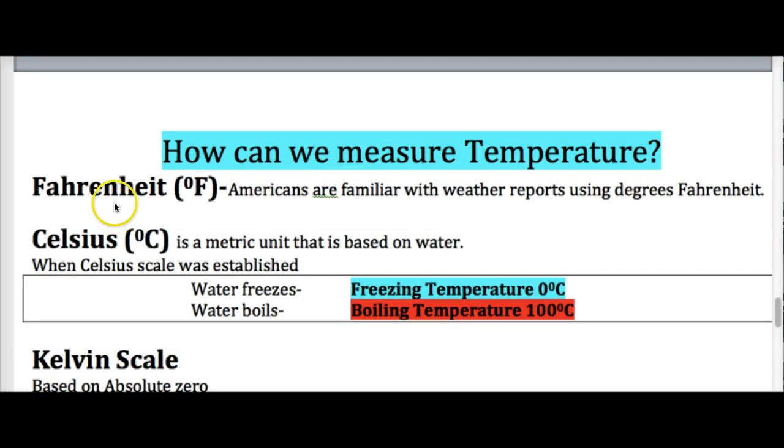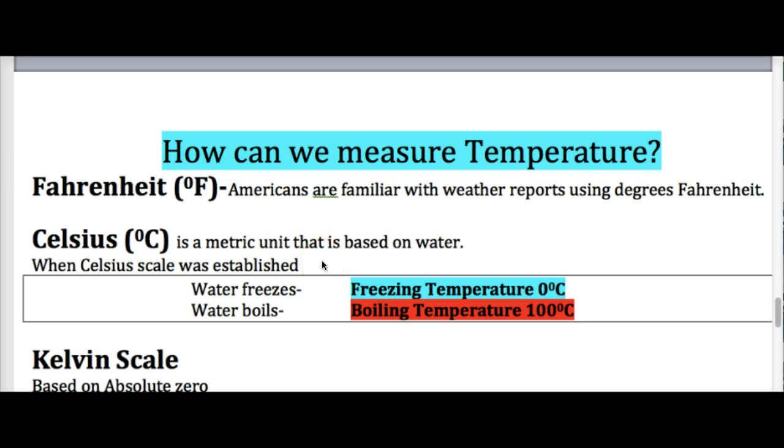So as Americans, we're accustomed to seeing things in Fahrenheit. Weather reports tell us Fahrenheit. But in our chemistry course, we're going to be using degrees Celsius. It is the metric unit, and it was based on properties of water.